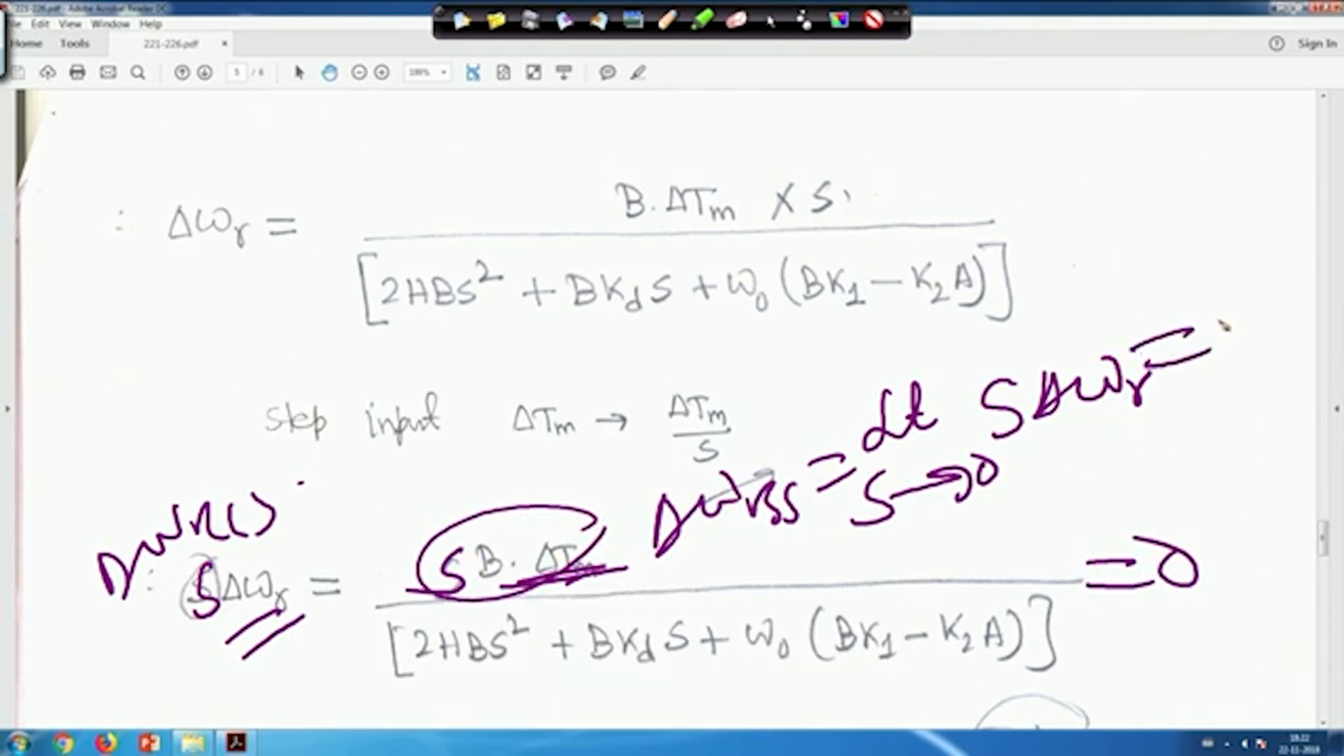That means this value will be 0 for delta V reference, right. This is something I tried on my own, it is not given in the book. Just check that your delta omega r S S will be 0, right.